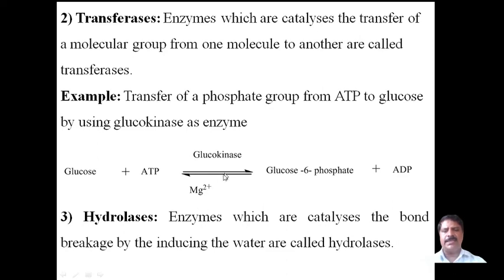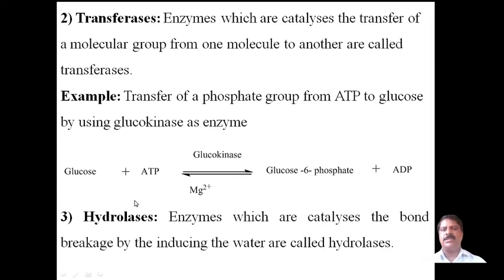In this, glucose 6 phosphate plus ADP, adenosine diphosphate, is formed. The triphosphate is converted into diphosphate and glucose into glucose 6 phosphate, because one phosphate group out of the three is transferred to the glucose, and it becomes glucose 6 phosphate.